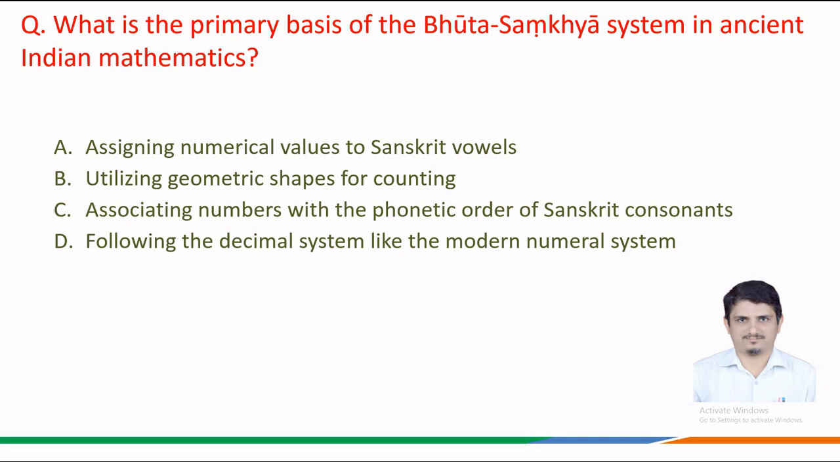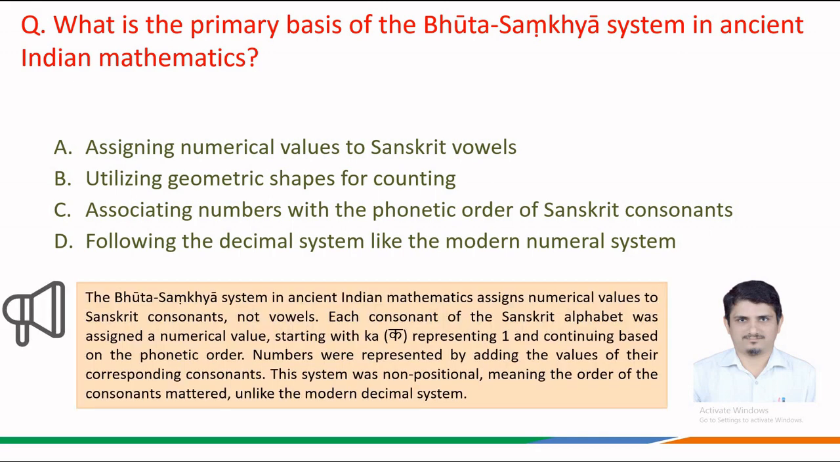What we must know to answer this question correctly is the Bhut Sankhya system in ancient Indian mathematics assigns numerical values to the Sanskrit consonants, not vowels. Each consonant of the Sanskrit alphabet was assigned a numerical value starting with K representing 1 and counting based on the phonetic order.